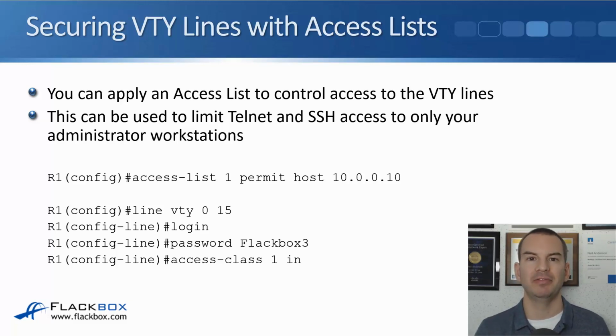It doesn't have to be an individual host. We could specify an entire subnet here if you've got multiple administrators all with a source IP address in the same subnet. And then to apply it to the terminal lines, we say line vty 0 15. We've got our login and password commands as usual. And then we say access-class 1 in to apply that access list.